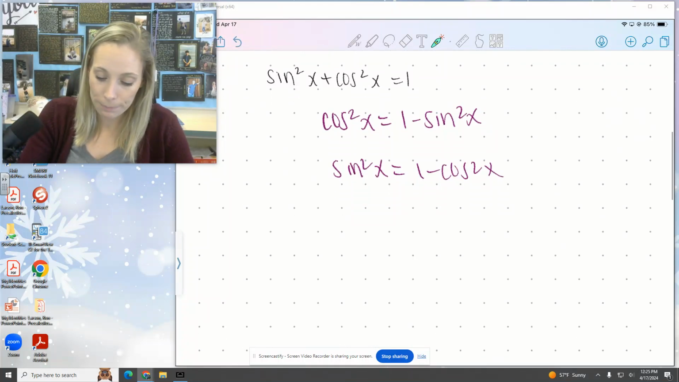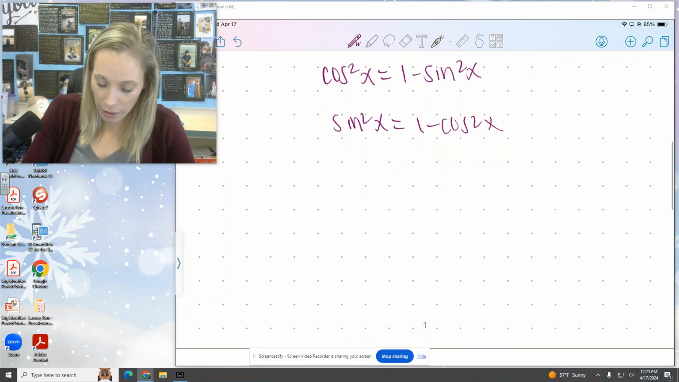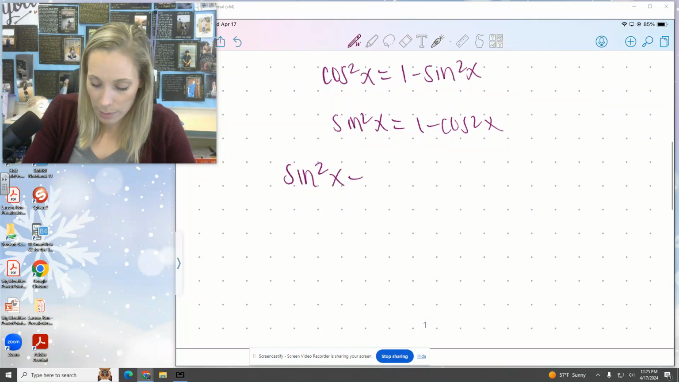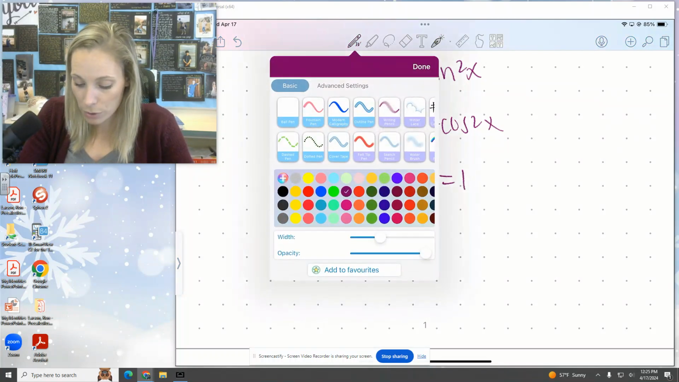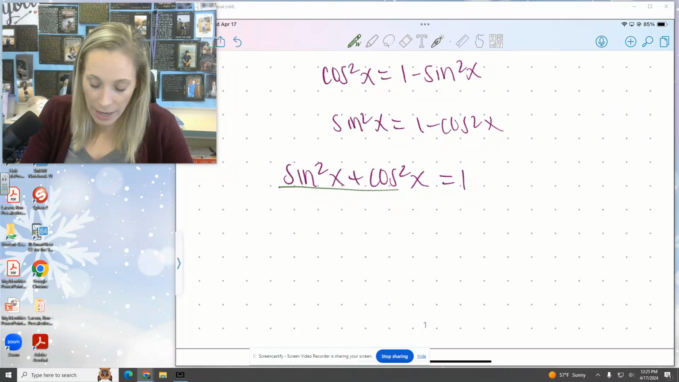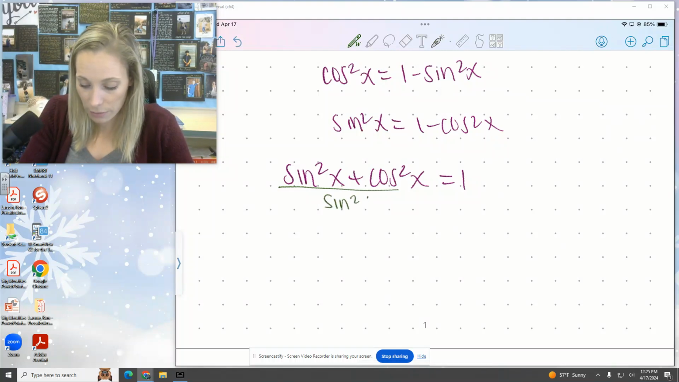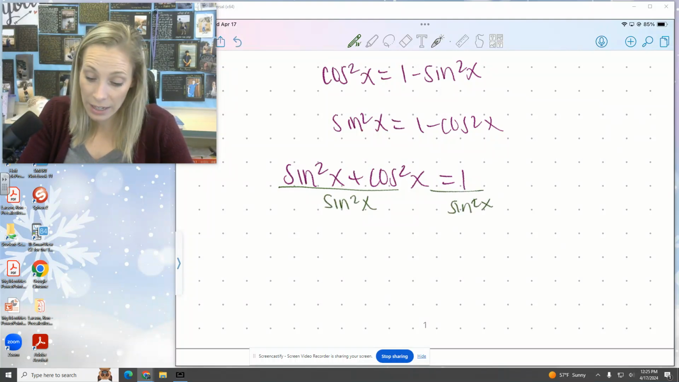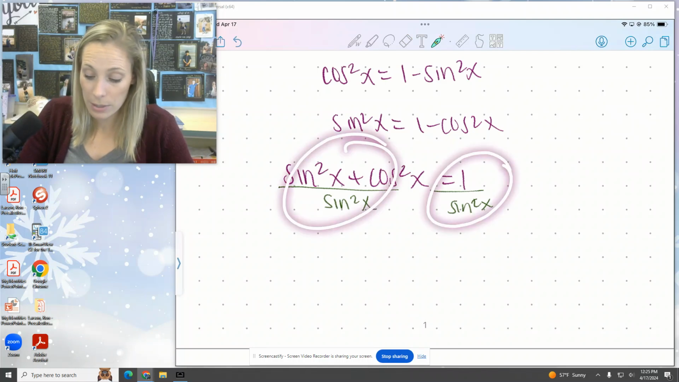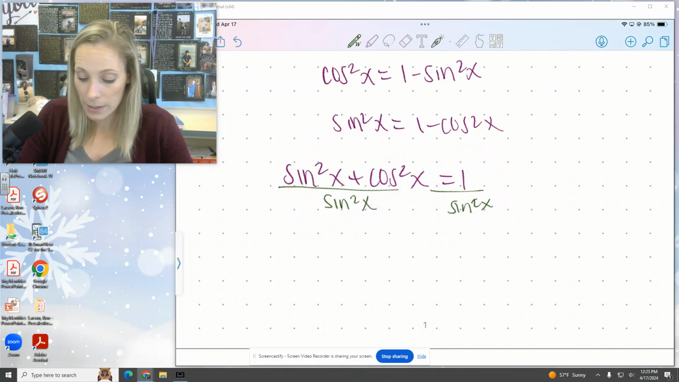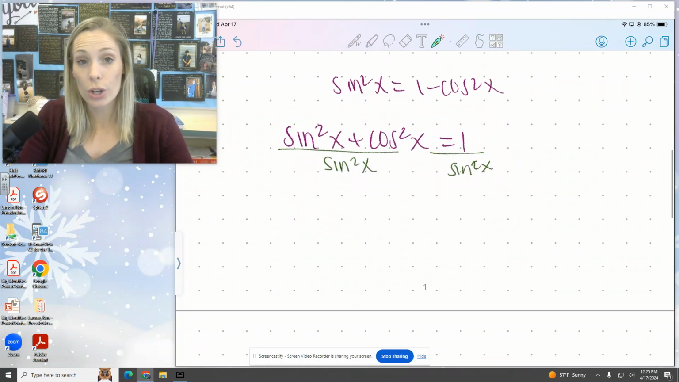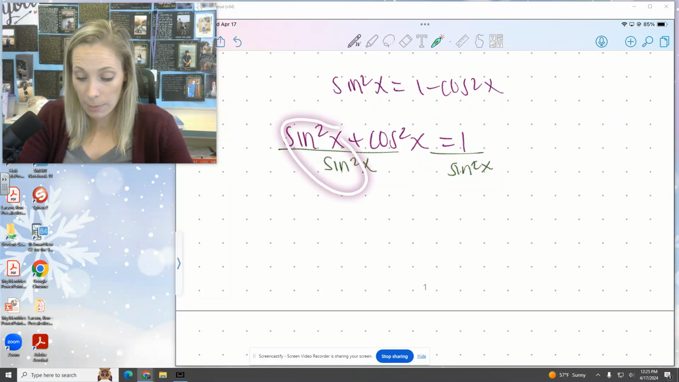So if I took this function here, sine squared of x plus cosine squared of x equals 1, and I applied algebra's golden rule, and I divide everything by, let's say, sine squared of x, algebra's golden rule is if I divide this side by sine squared of x, I must also divide this side by sine squared of x. Then I'm going to look at each component. Sine squared divided by sine squared is 1.